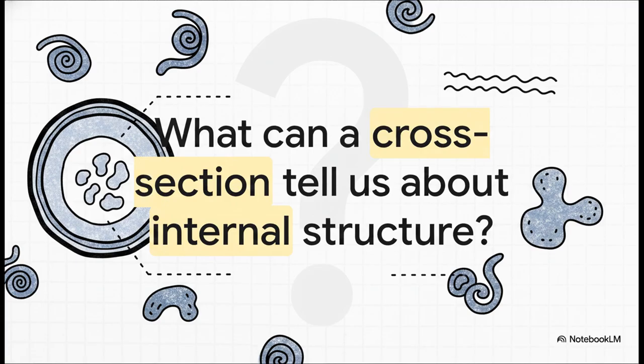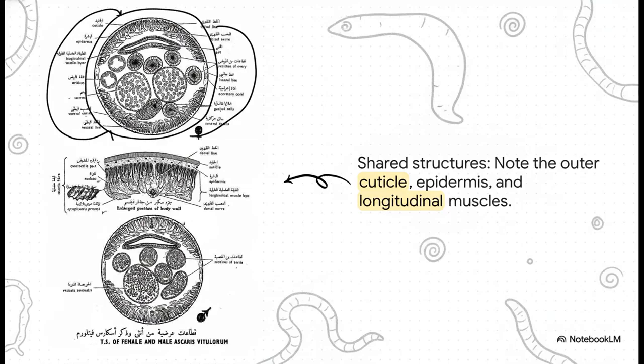So why bother making this kind of cut? What new information can a cross-section really tell us? Well, it reveals the worm's internal architecture. It shows us the relationship between the body wall, the body cavity, and how all of those organs are packed so tightly together inside. Let's start with the parts that both the male and female have in common.